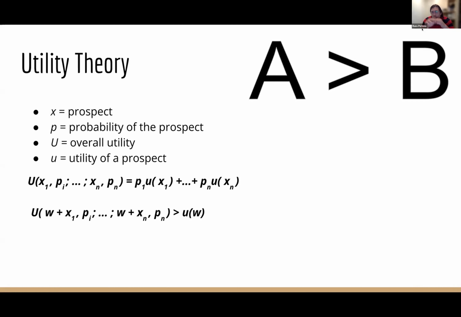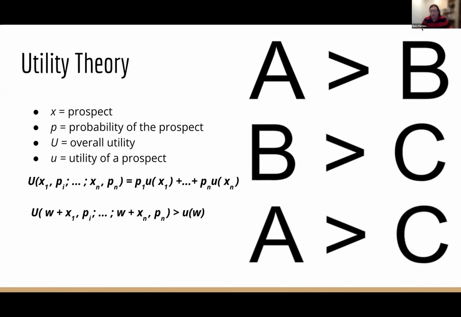It's a rational model, right? So A is greater than B, B is greater than C, so A therefore must be greater than C. The only problem is that even though we use this to model decision analysis, people don't necessarily make those decisions that way.